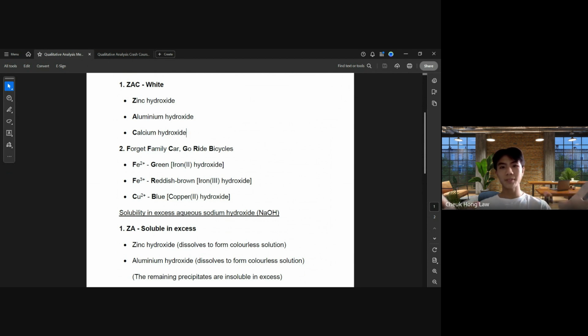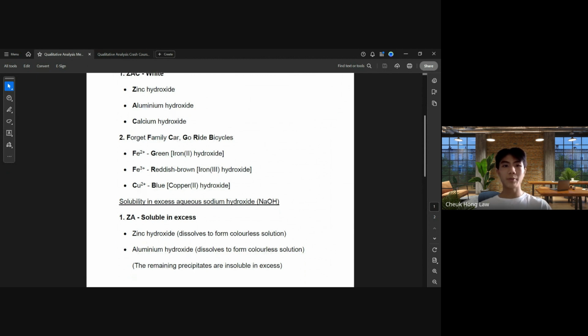So how did I come up with this memory shortcut? Basically, my family was planning to go on a picnic, and we were thinking of whether to use a car to go there or just ride bicycles. After a bit of debate, we realized that the parking fees there were quite expensive. So in the end, we decided to ride bicycles, and it's also more environmentally friendly. So the memory shortcut is: forget family car, go ride bicycles.